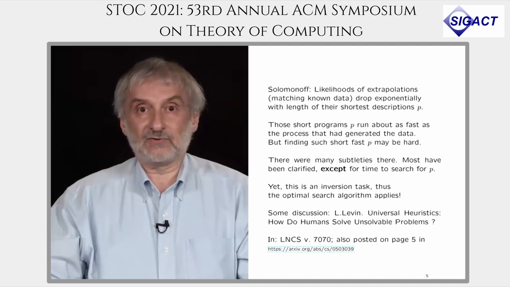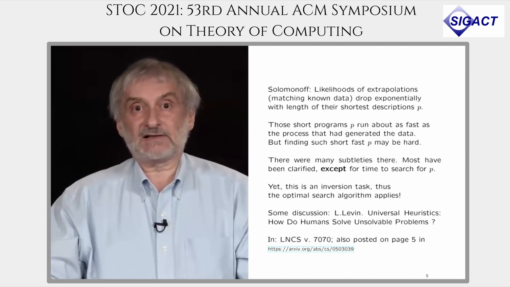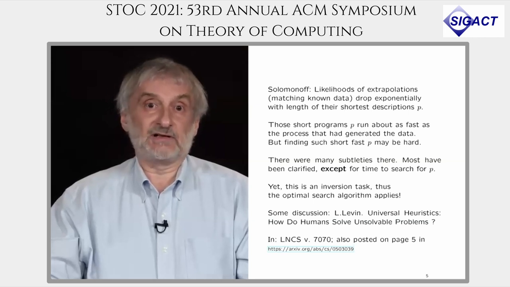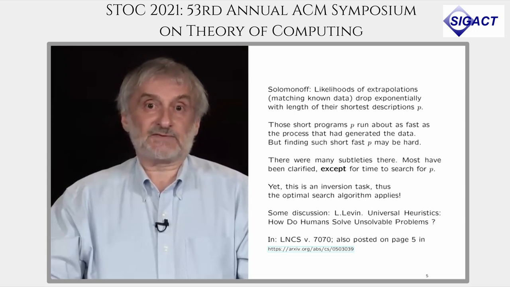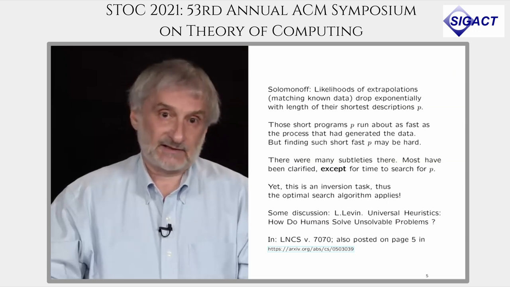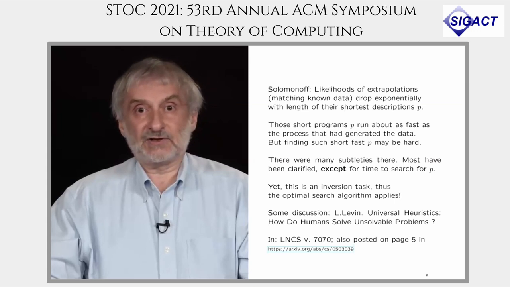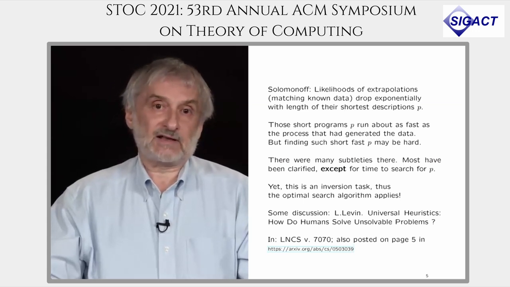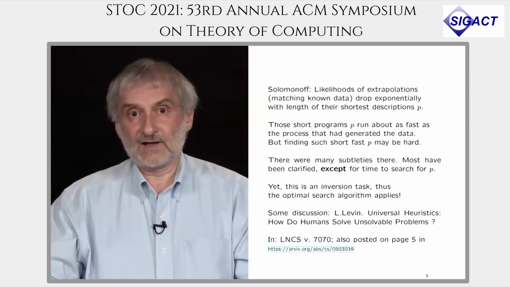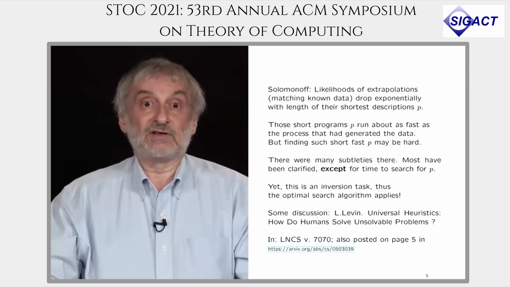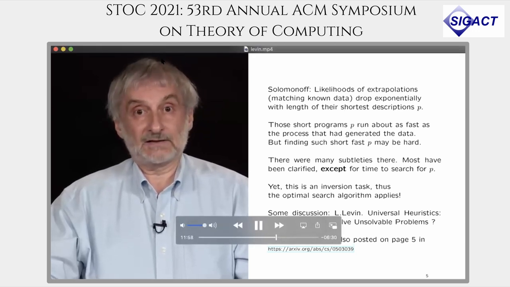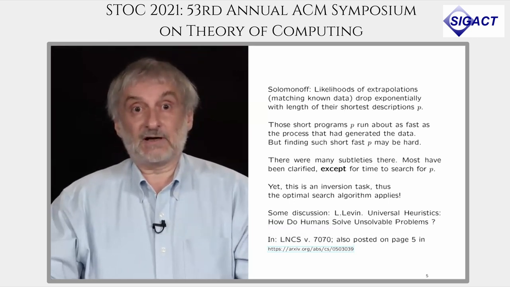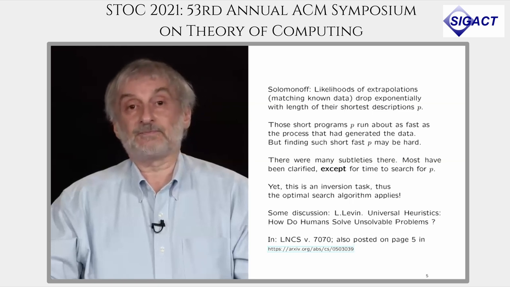He said that the likelihoods of various extrapolations consistent with known data decrease exponentially with the length of the shortest descriptions. These short programs run about as fast as the process that had generated the data. There have been several technical issues that required further attention. I will stay on a simple side, not going into those details. Most of them have been clarified by now if we ignore the time needed to find such short fast programs. This may be hard. Yet, this is an inversion task, bringing us back to the issue of optimal search.